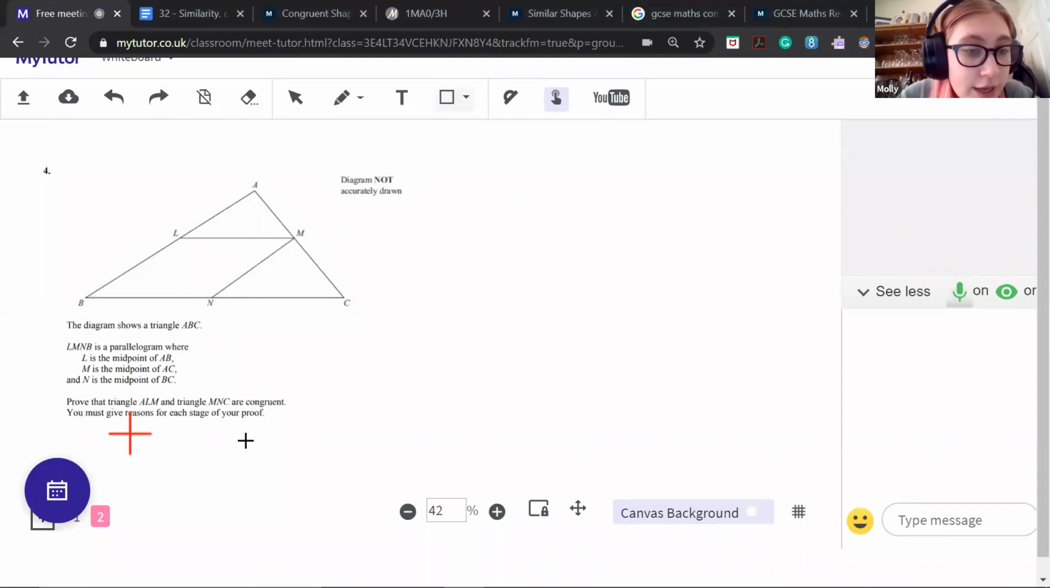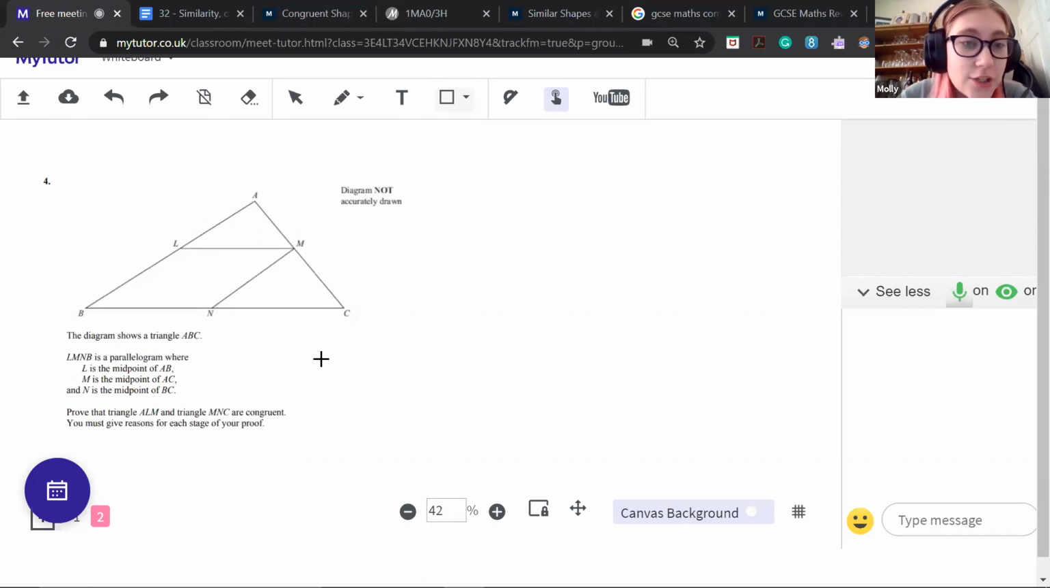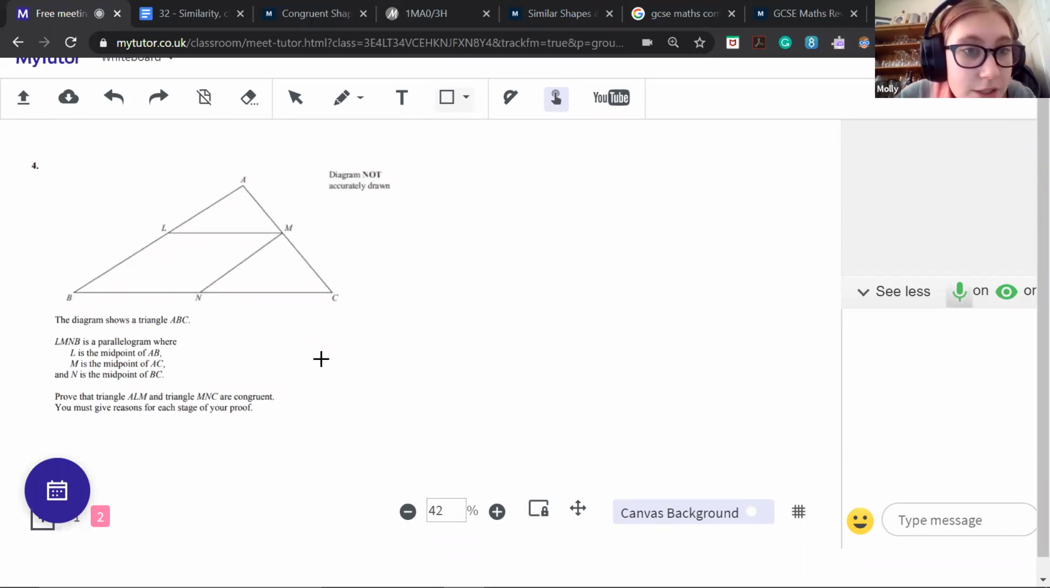And then we want to prove that triangle ALM, so this one at the top, and MNC, so this one here, are congruent. And again, here it says you must give reasons for each stage of your proof. So I'm just having a look myself to see how I would do this one. Okay. So does anybody have any ideas about which rule we'll use here, or where we can start, or what we can see?